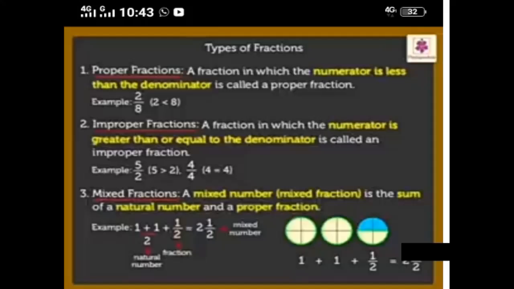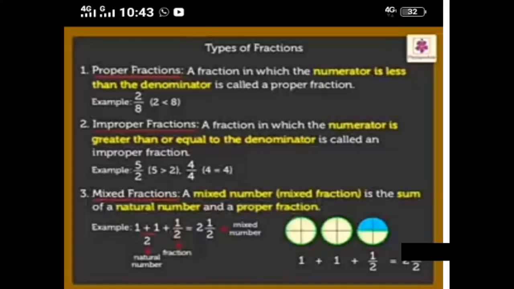Next one is improper fraction. What do you mean by improper fraction? A fraction in which the numerator is greater than or equal to the denominator. Those two terms, greater than or equal, you want to underline at the time of writing notes. Numerator is greater than or equal to the denominator: it is called an improper fraction.